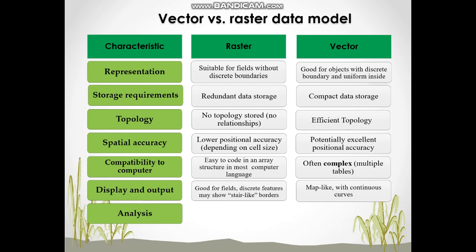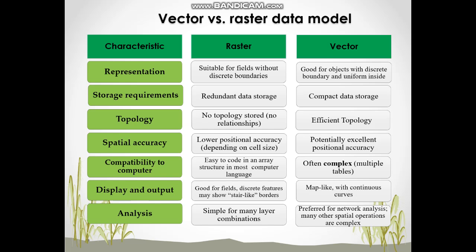For analysis, it depends on the type of analysis. Raster data is easy for overlay analysis, especially when you want to combine data from multiple sources. Raster data is the priority because it's matrix algebra and you can easily add two matrices together. But the vector data model is very good at network analysis. In transportation, you want to find the shortest path between two locations. You want to see where the nearest hospital is from one location. So the vector data model is good for network analysis.